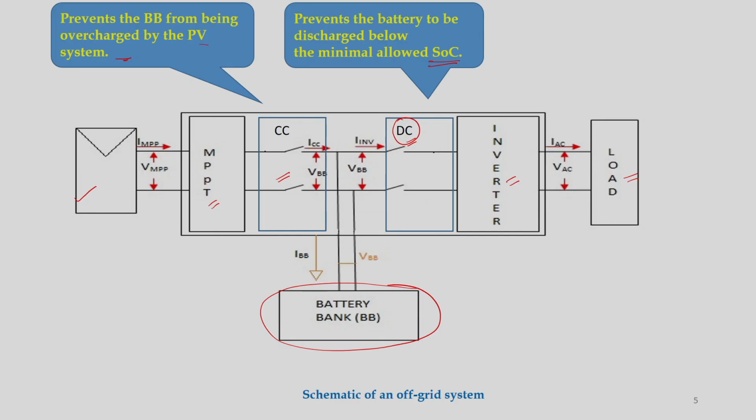You can see this IMPP, the maximum power point current, and VMPP. Not always are these MPPTs installed in the entire system. That is why sometimes it is shown with dotted lines, but I have given a solid line because it is presumed that MPPT is interconnected. So, this MPPT and this charge controller are attached together, and here the discharge controller and this inverter are attached together.